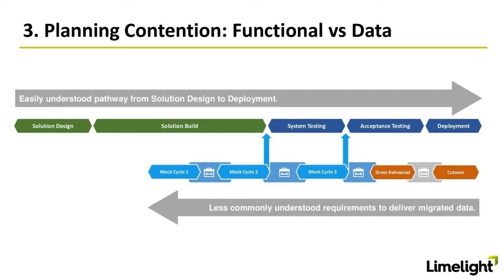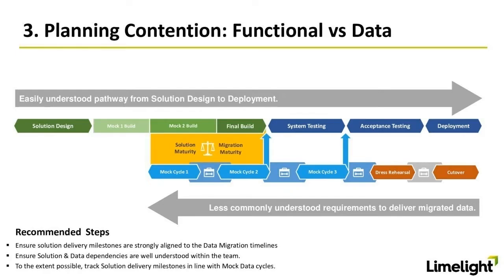And you can also see that some of these mock cycles feed later testing activities. So mock cycle 2 will feed system integration test. Mock cycle 3 may feed user acceptance test. Again, the numbers of these things may vary from program to program, but usually that feeding of data migration to downstream testing activities is a common feature. So what do you do with this planning contention, which typically arises between a solution maturity on one side, which is not quite there, but you have data migration wanting to get moving and testing their programs at the other side?